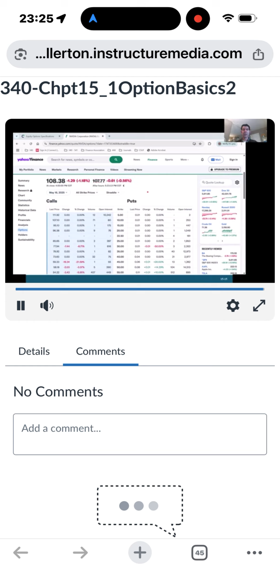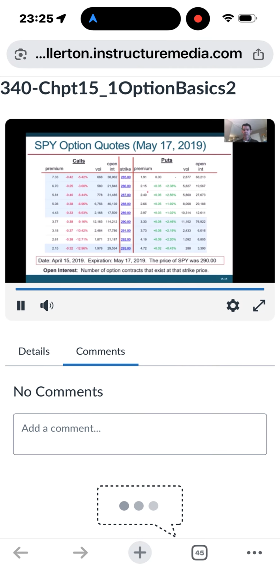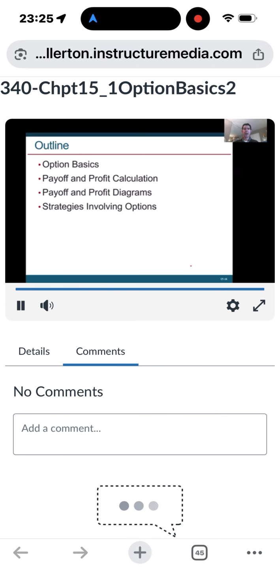Okay, so I just wanted to show you this quote and show you the terminology that we saw here and how it shows up in these different quotes. All right, that's it for Option Basics.